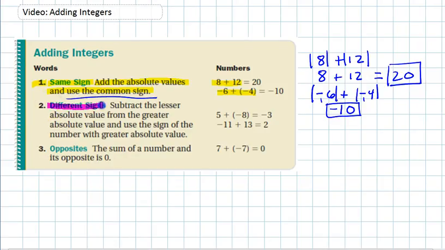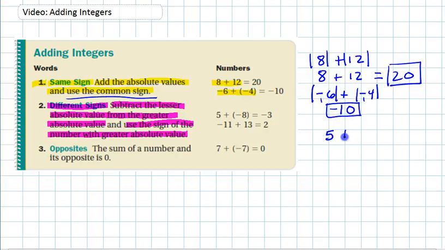What if they're different signs? Then you subtract the lesser absolute value from the greater absolute value and use the sign of the number with the greatest absolute value. Right? Let's look at the examples.